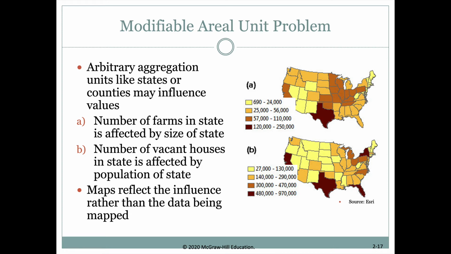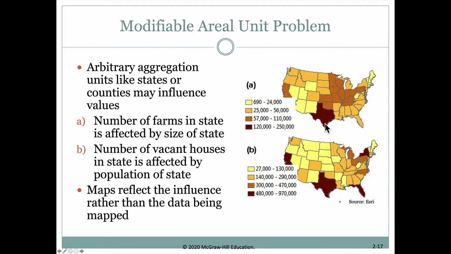About some issues associated with something called the Modifiable Area Unit Problem, or MAUP for short. The MAUP has to do with how there's an arbitrary aggregation of units, like states or counties, that can actually influence what values we see when we try to map them. For example, this map here shows the number of farms in each state.